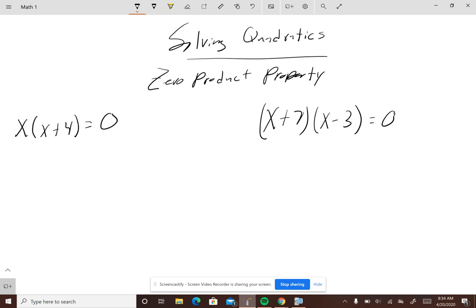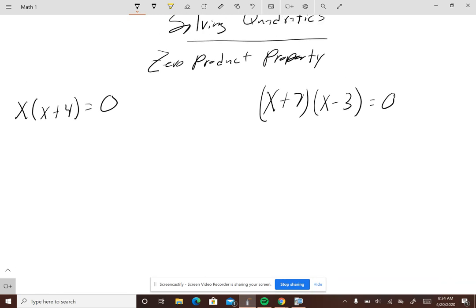So let's think about this. What does it mean, the zero product property? What do we already know? 0 times anything is equal to 0. We learned that last year, maybe a few years ago. If we multiply by 0, it's called the zero product property. Multiply anything by 0, it still equals 0. Okay. So let's look at how we could use this for these two quadratic equations.